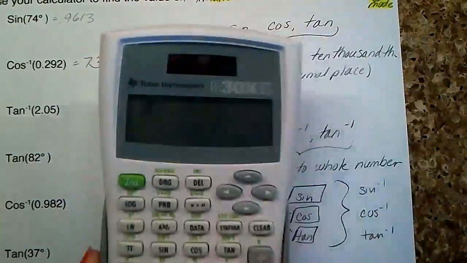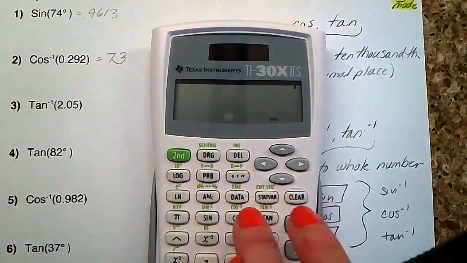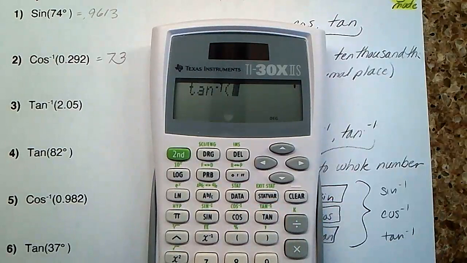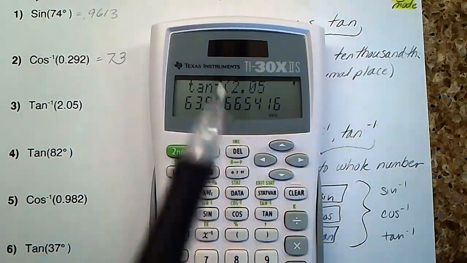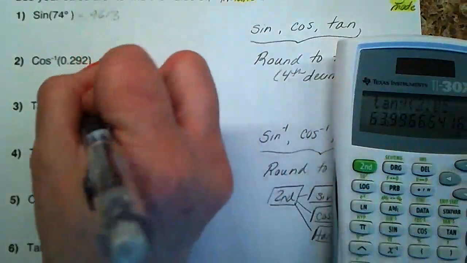All right, so let's look at the next one. All right, so tangent, that's tangent to the -1. So we want to hit second, tangent, and then you're able to put in that 2.05. Again, this was to a -1, so we're going to round that off to a whole number. That would be 64. Okay?